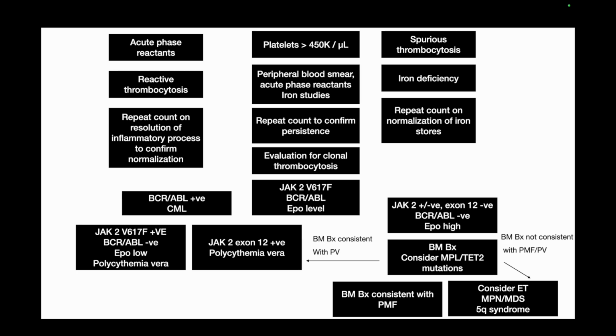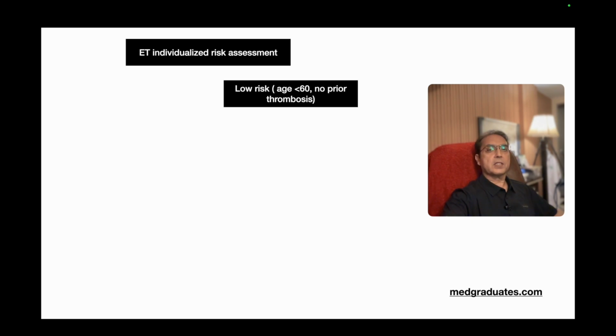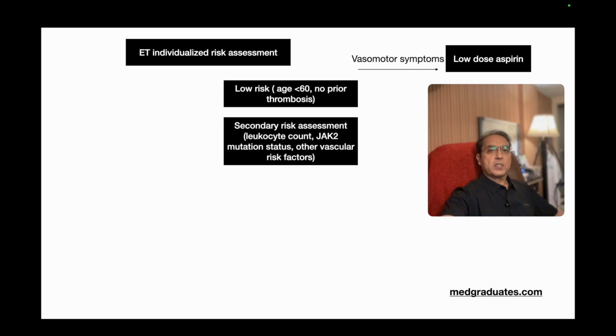Now, how would you treat the patient who has got clonal expansion of platelets? Individualize the risk factors. If the patient has low risk, that is age is less than 60, no prior thrombosis, and if the patient has vasomotor symptoms, put on low dose aspirin. Then go for secondary risk assessment: leukocyte count, JAK2 mutation status, and other vascular risk factors. If they're present, the patient should be put on low dose aspirin based on individual risk profile.